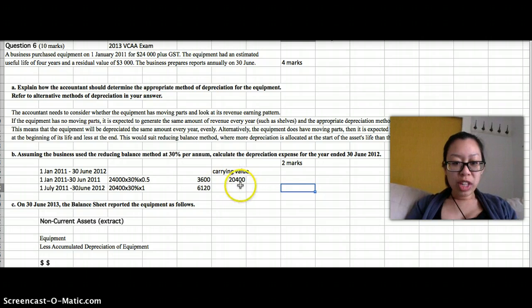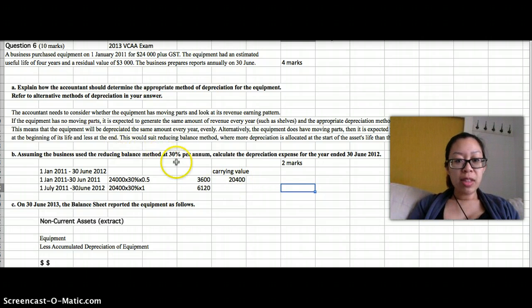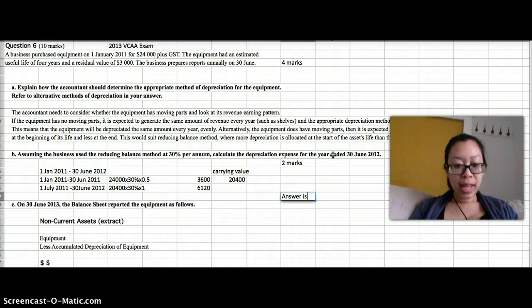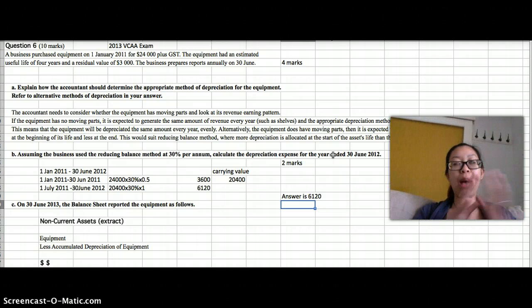Now read the question carefully. Assuming the business used the reducing balance method 30% per annum, calculate the depreciation expense for the year ended. They only want the second year. So the answer is 6120. Some people added the 2 up and put 3,000, like how much they've depreciated altogether. That's also wrong. So you need to read the question really carefully.